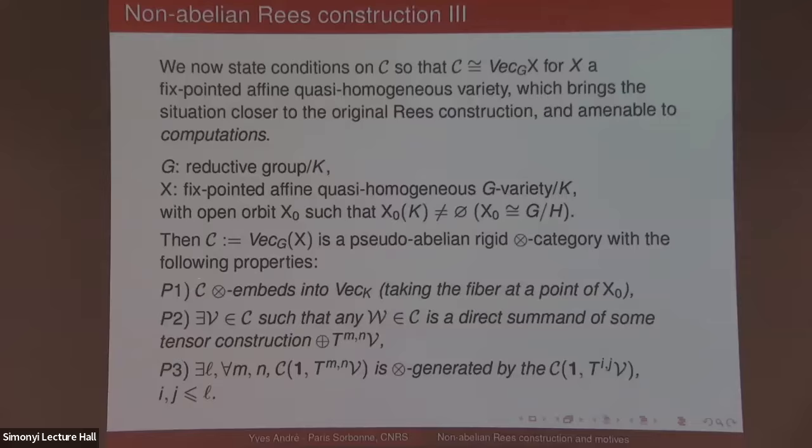First, yes, it embeds into the category of vector spaces just by taking the fiber at X node. The second property is that there exists an object such that any object is a direct summand in some tensor construction.